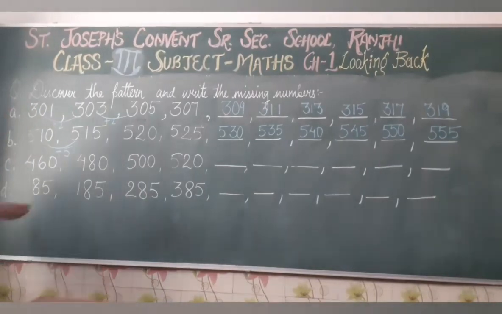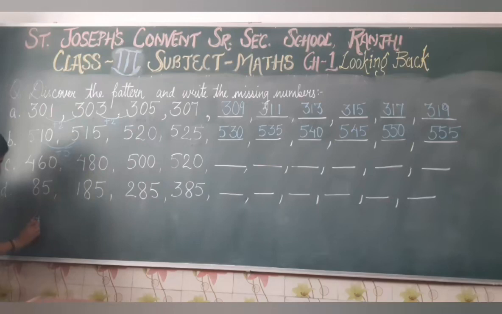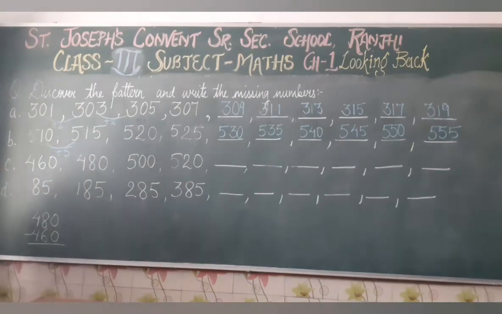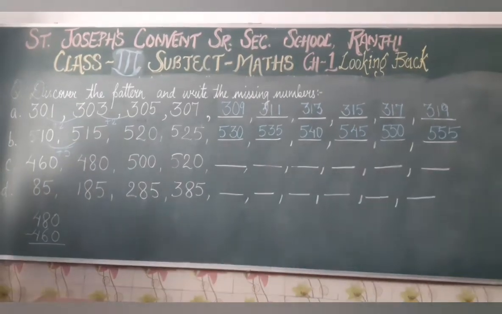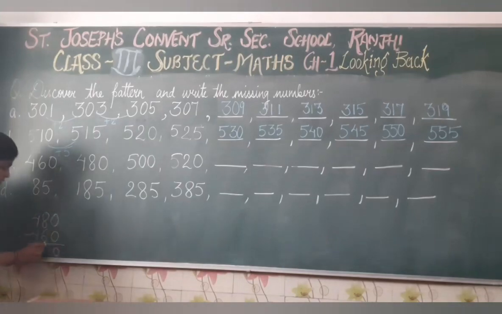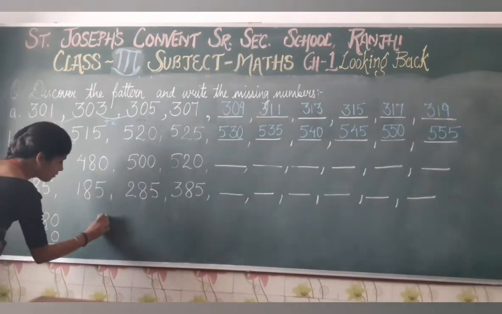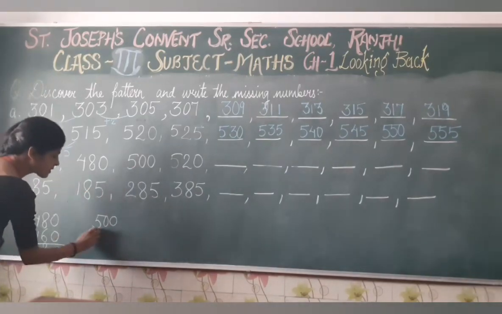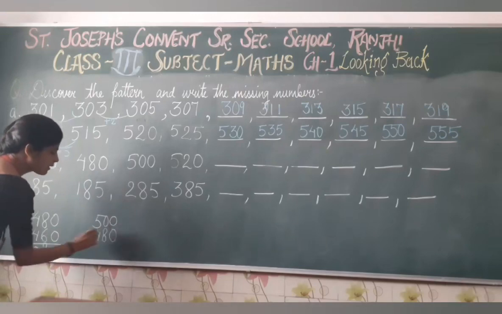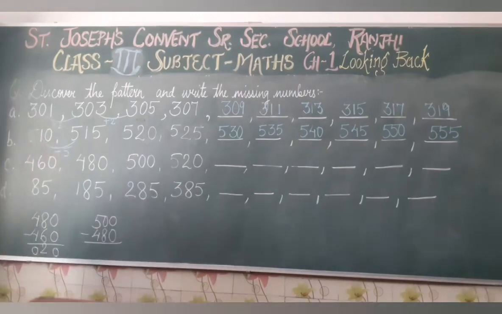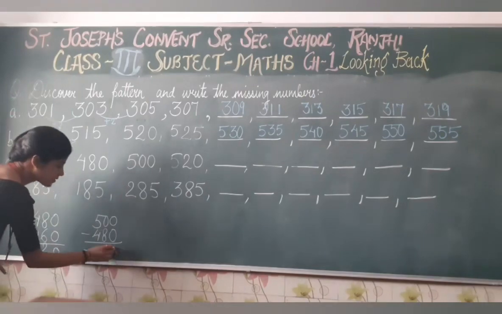Let's see. When it was 480, let's subtract the previous number. So 480 minus 460 will give us what? 0, 2 and 0. This means there is a difference of 2. Let us check for the next numbers. As it is 500 over here and previously it was 480. Let us subtract them. 0 minus 0 gives 0.